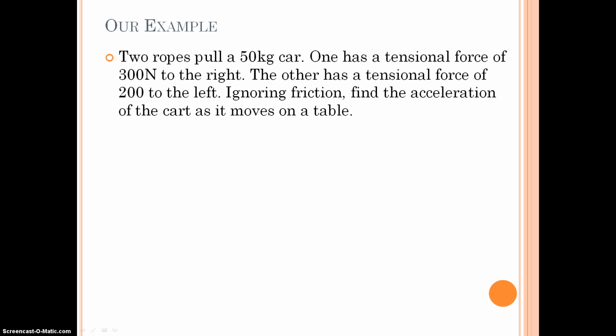Here's our example. Write it down for me, please. Two ropes pull on a 50 kilogram car. One has a tensional force of 300 newtons to the right. The other has a tensional force of 200 newtons to the left. Ignoring friction, find the acceleration of the car as it moves on the table.